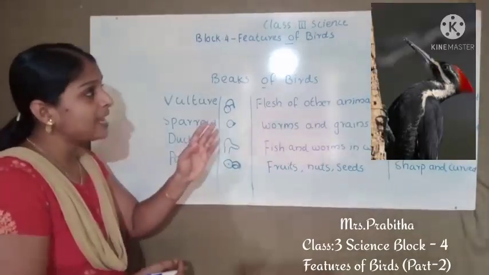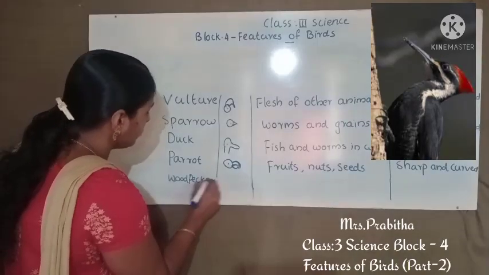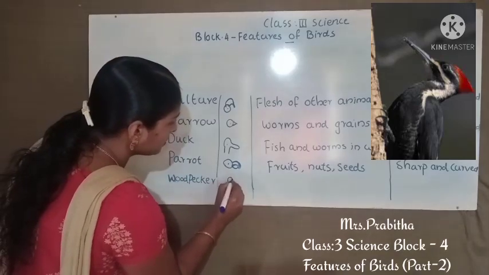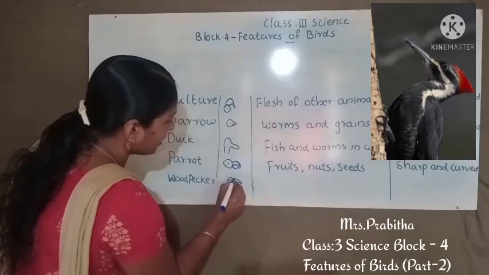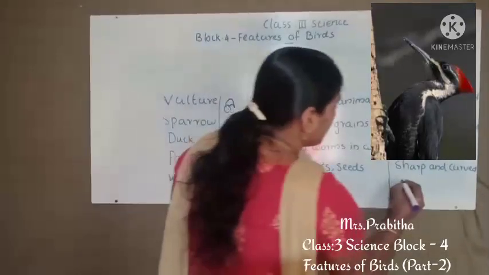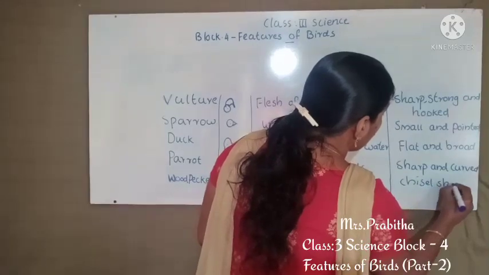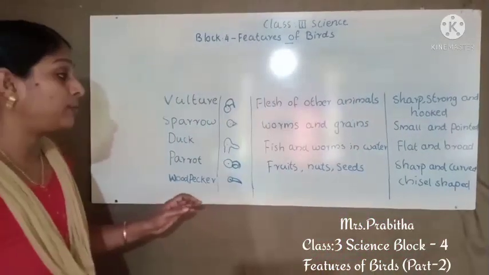Yes, which bird is that? Yes, it is woodpecker. Which type of beak does woodpecker have? Yes, woodpecker has this kind of beak. Woodpecker has chisel shaped beak. How is it? Chisel shaped beak. So woodpecker has chisel shaped beak.